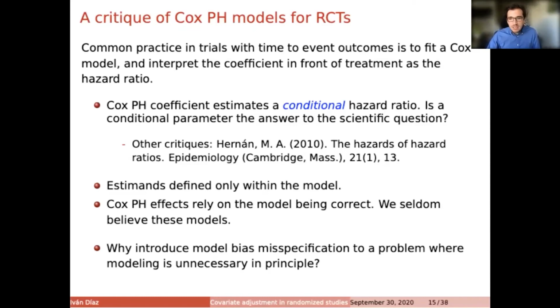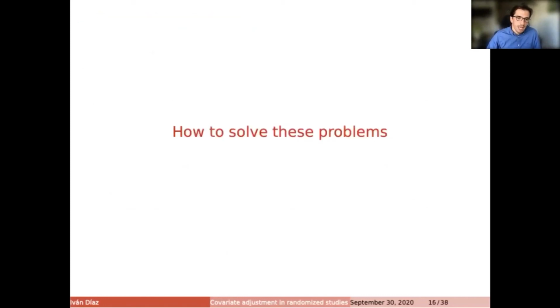However, that is not to say that you cannot use Cox-PH models in a randomized trial, but you have to do it carefully, as I will explain below. So, how do we solve the problems of Cox-PH models in randomized trials? How do we do covariate adjustment correctly?